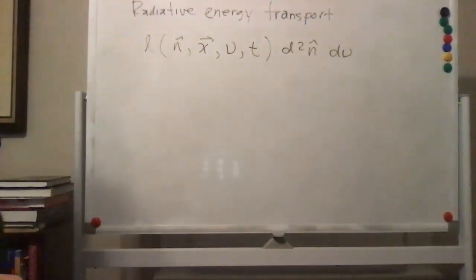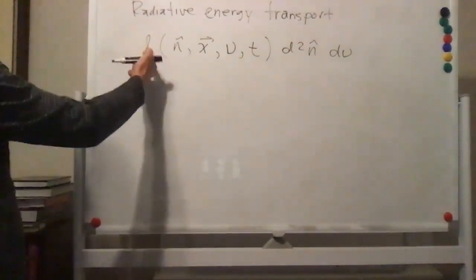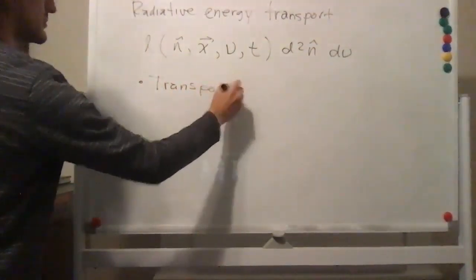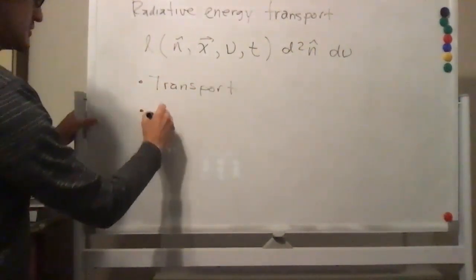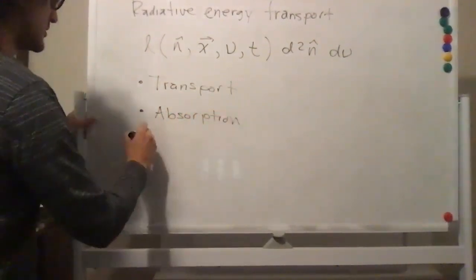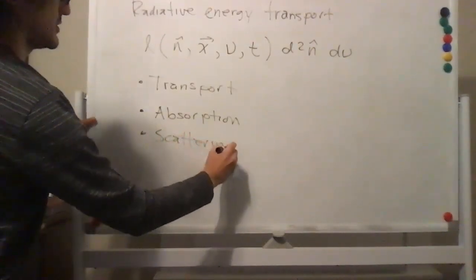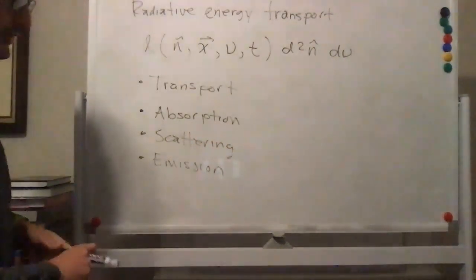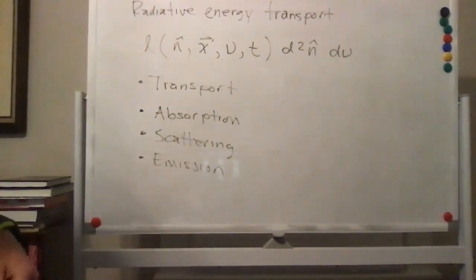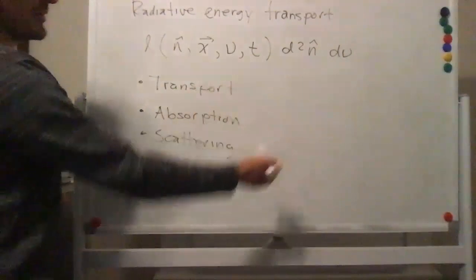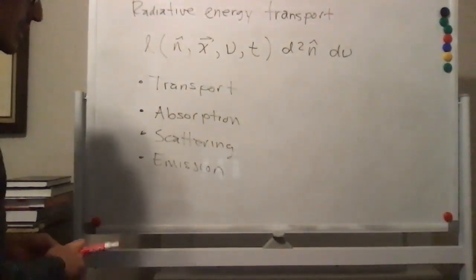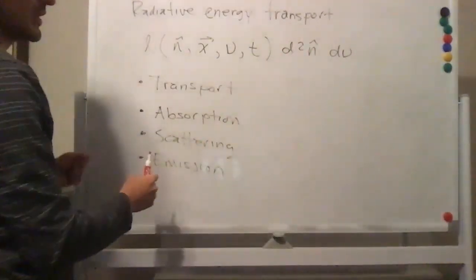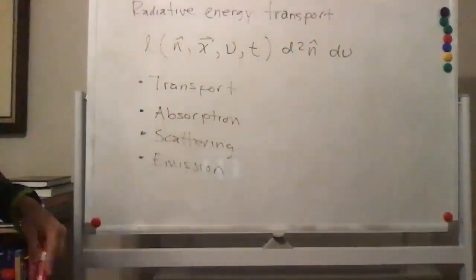And so the four processes that we looked at before that can change the energy density L were transport, absorption, scattering, and emission. And the emission could be either thermal or nuclear. So in this case, we know that transport doesn't really affect the photons. The matter is moving, and it might bring along some of the radiation, but there's no radiation traveling from one side to the other. So we can ignore this one.